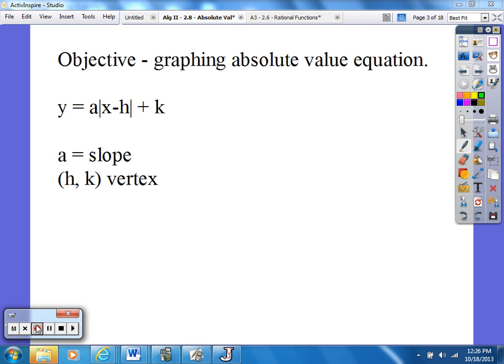Lovely. All right. So right here is the basic equation of an absolute value graph, or an absolute value equation, where A is the slope, and H and K is the vertex. Now, the reason I show you that is because on state tests, sometimes they like to give you formulas, and that would be the formula they would give you. Okay? But if you're actually able to apply it and know what these things are by the end of the period, then I'm quite happy.